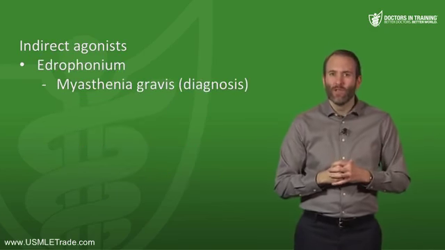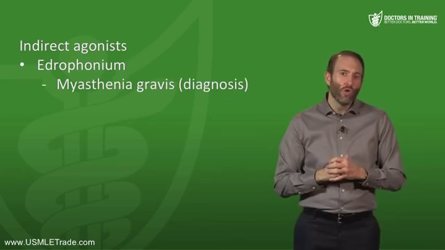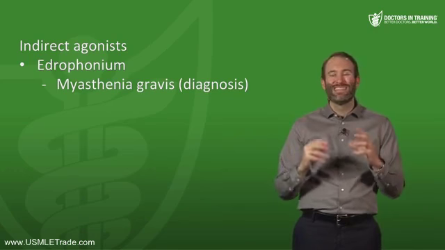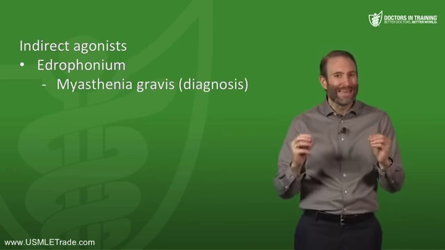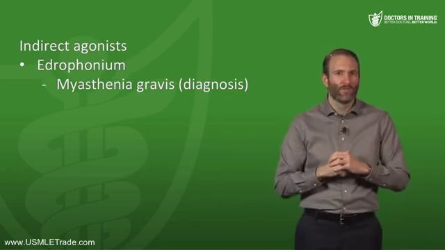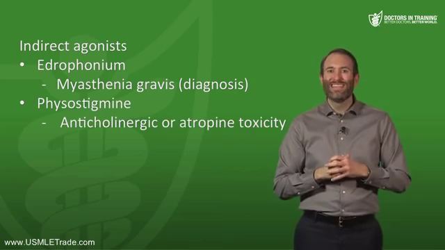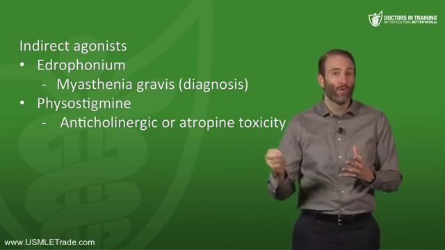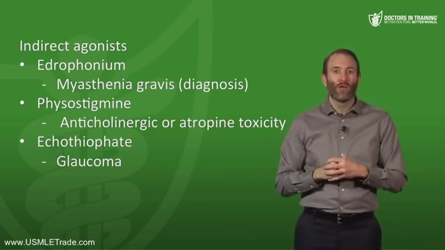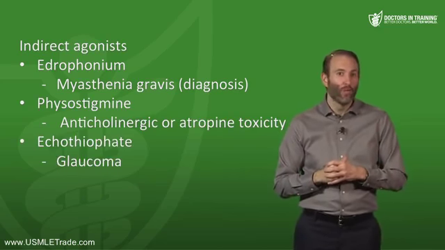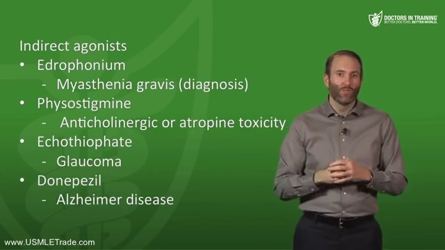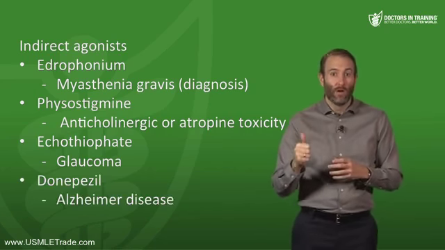Next, we have edrophonium. Edrophonium is used in the diagnosis of myasthenia gravis because it's very short-acting. You might actually hear this referred to as the Tensilon test, but that's just the branded name for edrophonium. You probably don't have to memorize that. Next, we have physostigmine. Physostigmine is used for anticholinergic or atropine overdose. Next, we have echothiophate. That's used for glaucoma. Donepezil is an Alzheimer's disease medication. We'll cover that in more detail right now.